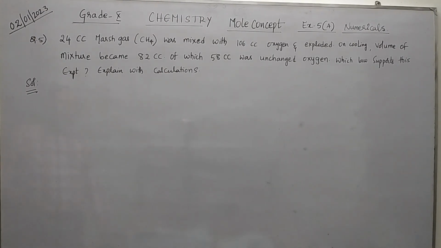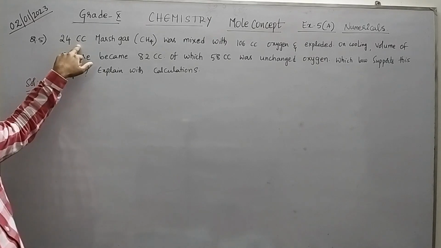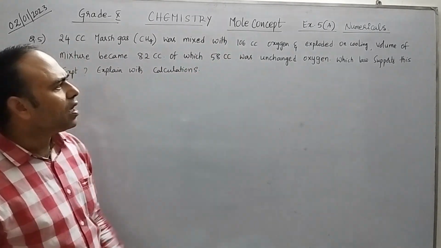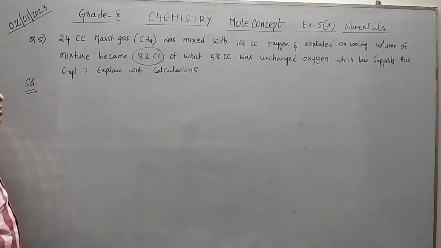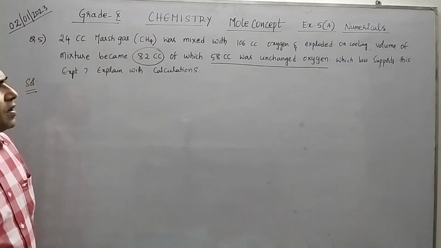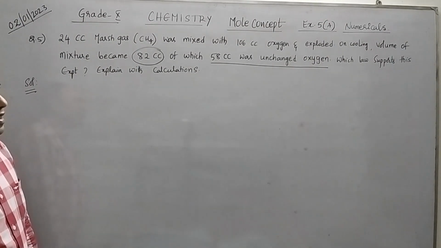Now let us say question number 5. They have mentioned 24 cc, that is cubic centimeter, of marsh gas methane mixed with 106 cc of oxygen. On cooling you got a mixture of 82 cc where 58 cubic centimeter is unreacted. They are asking which law supports this, explain with the calculations.